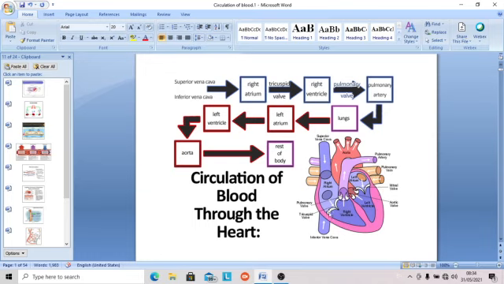Here it was deoxygenated blood, because whatever came from the superior vena cava came to the right atrium, then to the right ventricle, and went to the pulmonary trunk and pulmonary arteries. That is the deoxygenated blood. Here it is now oxygenated because it has passed through the lungs. Four pulmonary veins open directly into the left atrium. There are no valves guarding the left atrium.